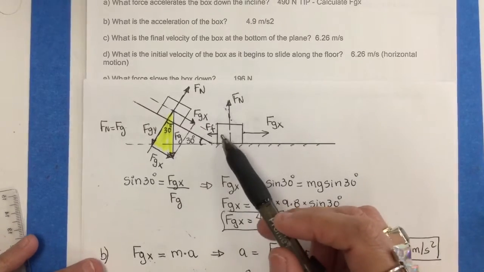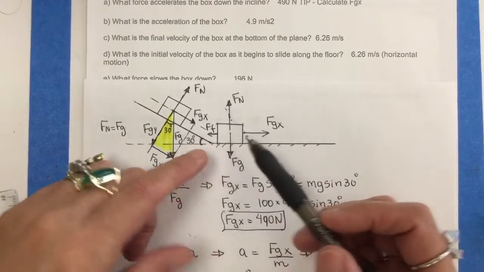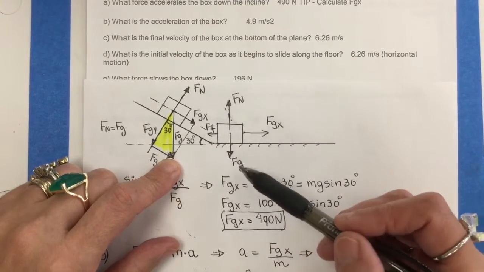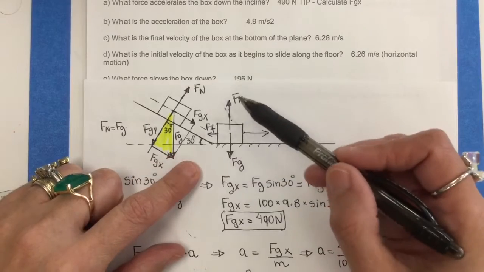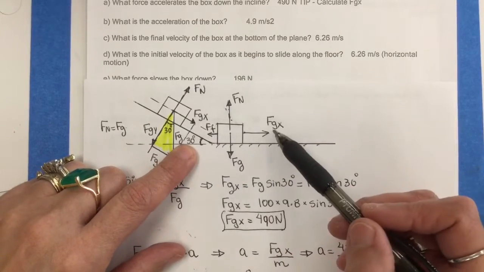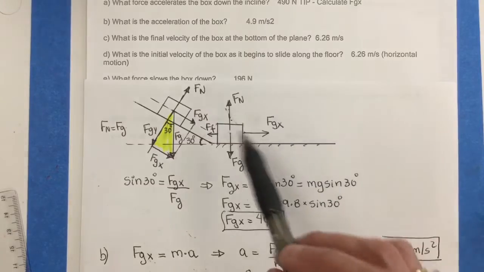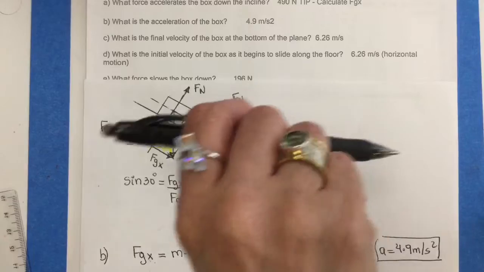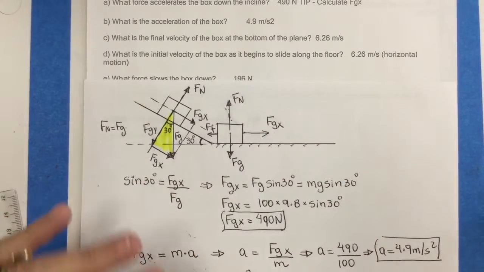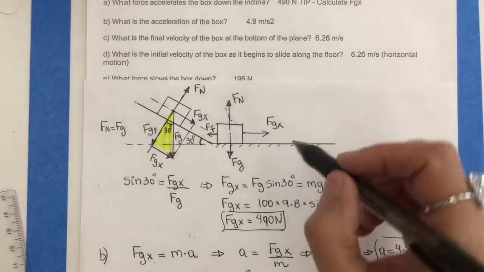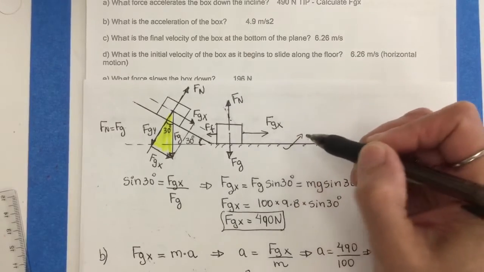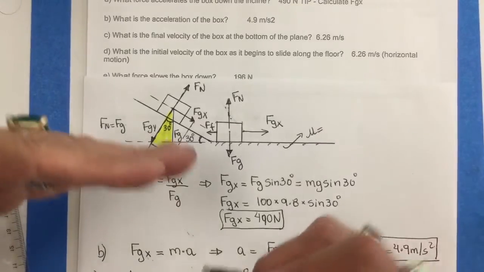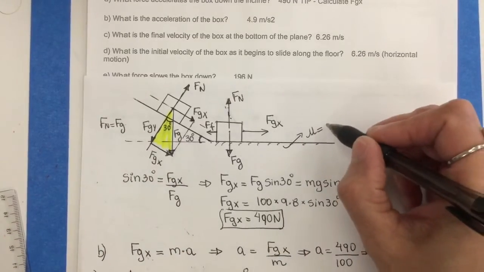So this is our free body diagram when the box is on a flat surface. We have four forces acting: the weight, the normal force, the friction force, and the component of the weight that is actually acting on this box as it slides on the surface. However, this surface has friction. The coefficient of friction between the surface and the bottom of this box is 0.2.